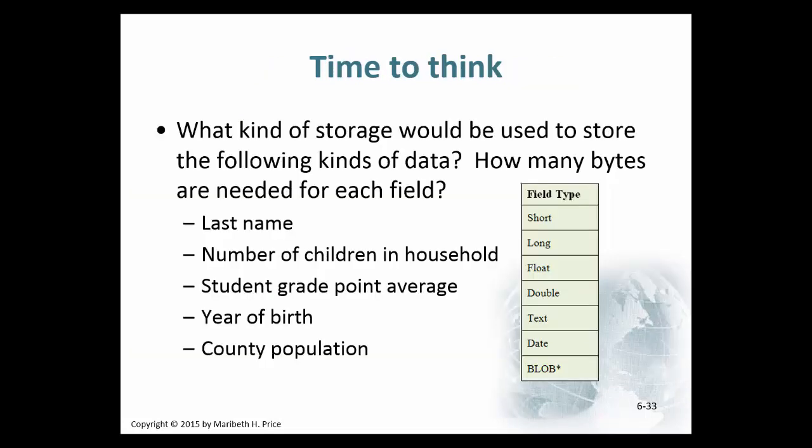Okay, let's review. Answer these questions. Which field type would be best for last name? That's easy. Text. What type would be best for the number of children in a household? I would use short. Hopefully no household has over 32,000 kids, or any household has half a kid either.